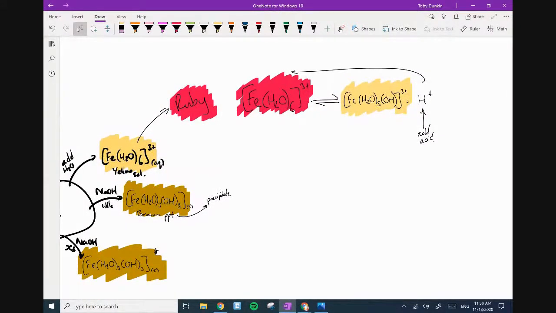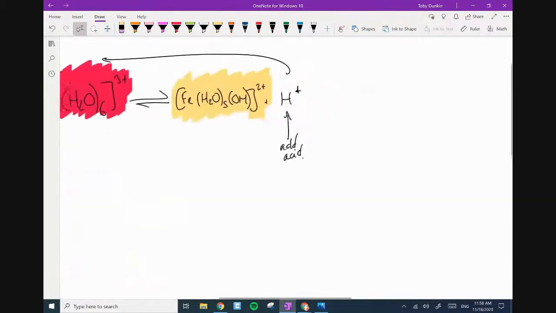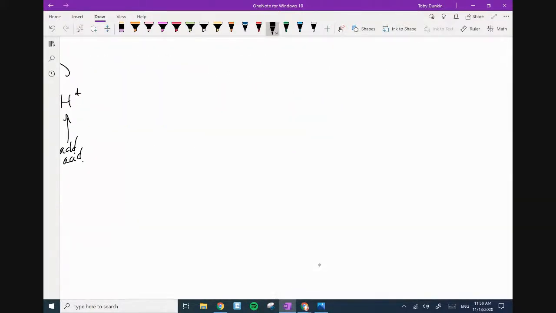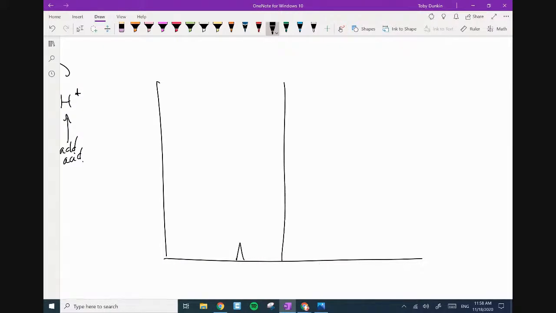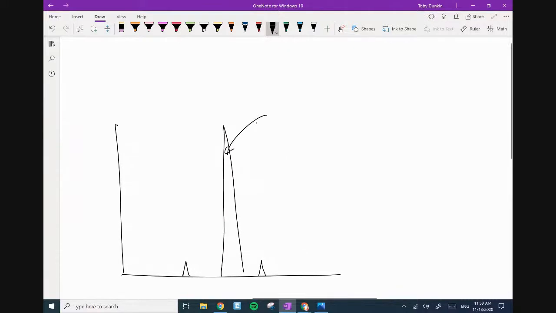You could see it on a colorimeter. If you had this strapped into a colorimeter, what you'd actually see is there's another color in there as well. I can't remember the actual color of it, but you see three peaks in the colorimeter. It looks like this, and that there is the yellow peak.